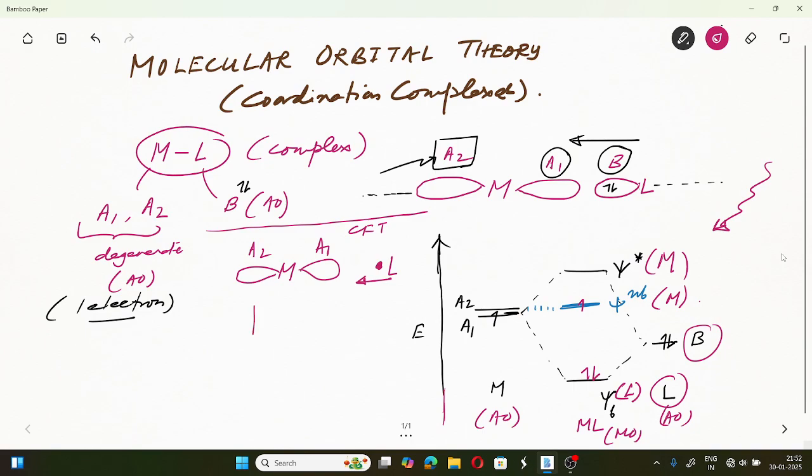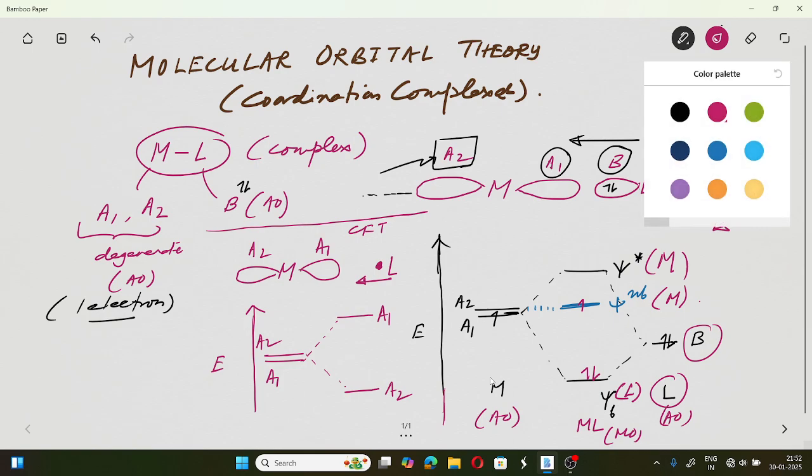So what does it mean? If we think in terms of crystal field theory, we have to consider the orbitals of the metal which are degenerate, the degenerate set of metal orbitals A1 and A2. The orbitals of the ligand should be neglected. Now what happens? Since this ligand is approaching A1, this A1 will interact to a greater extent. So this A1 will be destabilized and A2 will be stabilized to a similar extent.